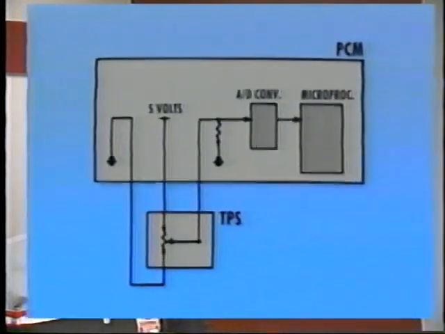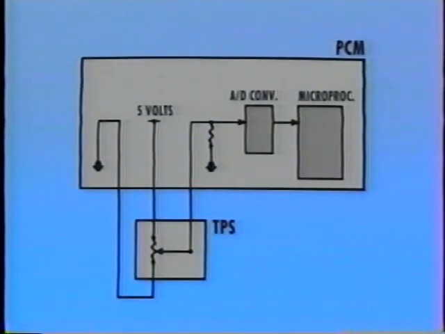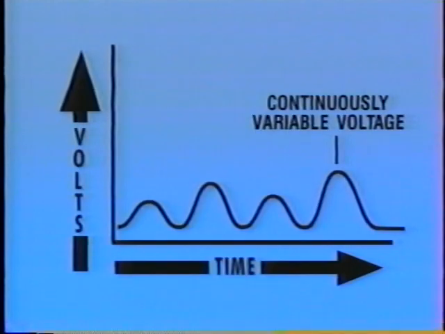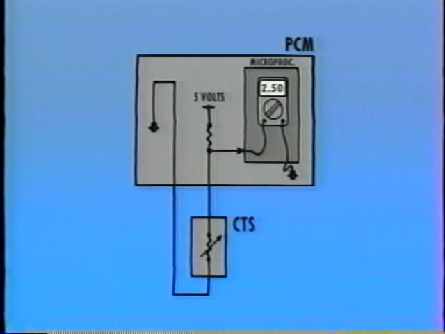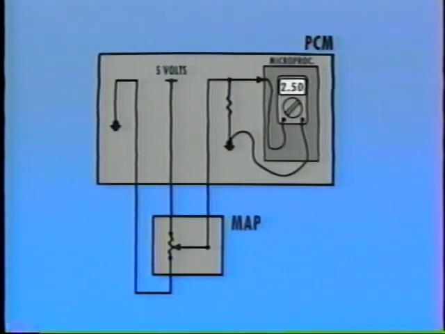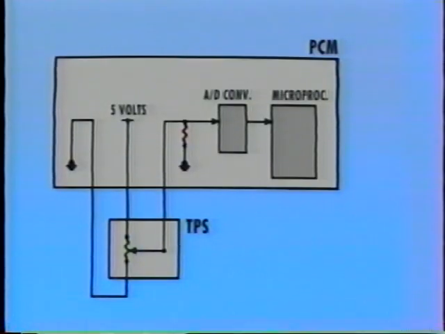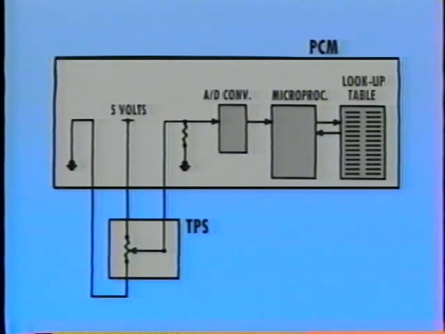Analog inputs, such as the throttle position, MAP, and engine coolant temperature signals, are first converted to digital form by an A to D converter. Analog signals are produced by variable resistance type sensors. These include temperature and pressure sensors, which respond to changes in the sensed condition by changing their internal resistance. Analog signals appear to the PCM as a continuously variable voltage. After conversion, the PCM compares these voltage values against information stored in lookup tables.